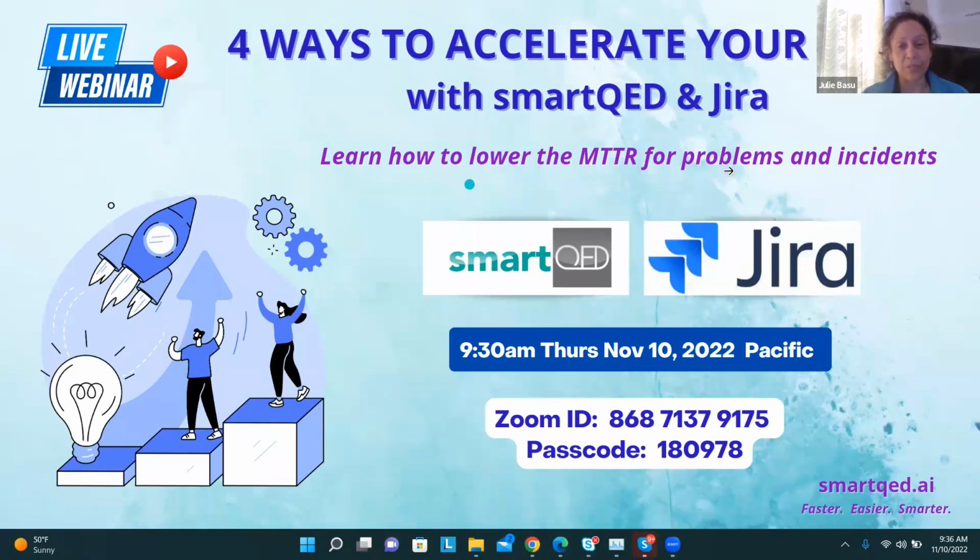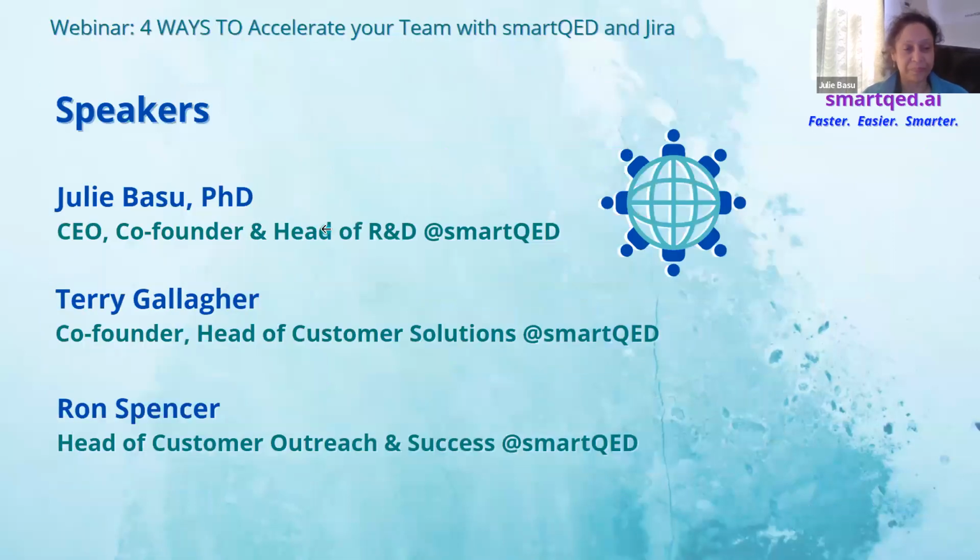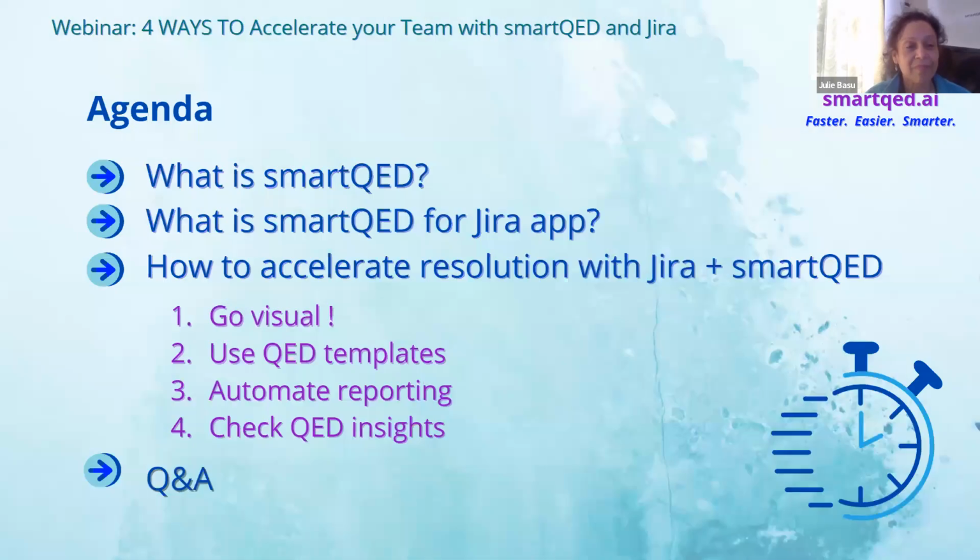So I'm just going to introduce the speakers quickly. I'm Julie Basu. I'm the lead for R&D at smartQED. And joining me today is Terry Gallagher. He's a co-founder and head of our customer solutions. Also, Ron Spencer, he's the head of customer outreach and success at smartQED. And our motto, as I mentioned, is to do it faster, easier, and smarter in whichever way we can.